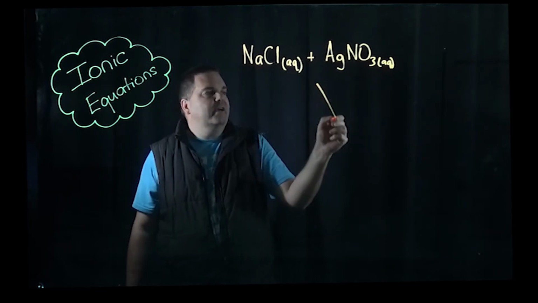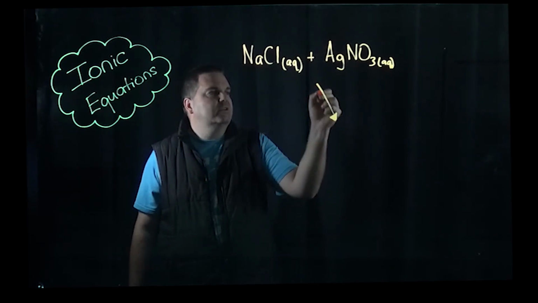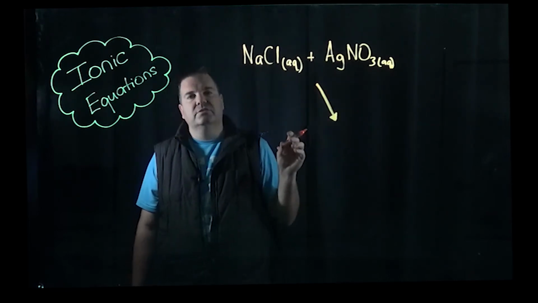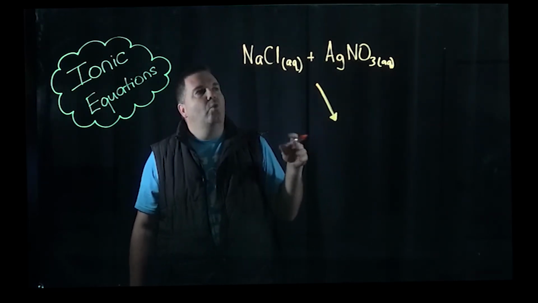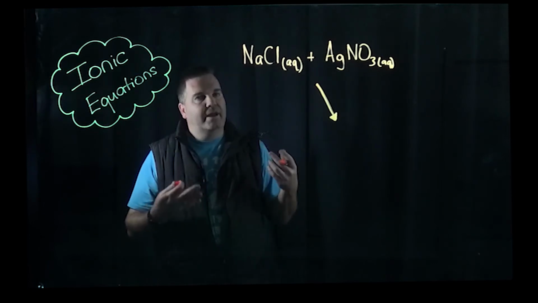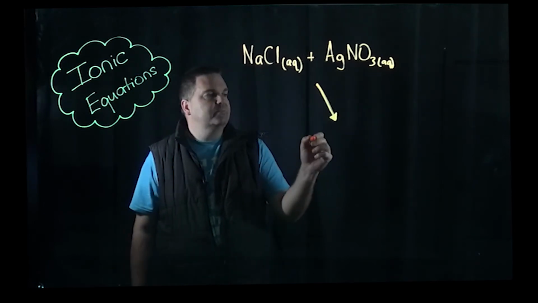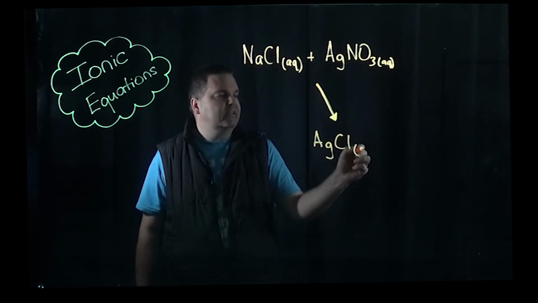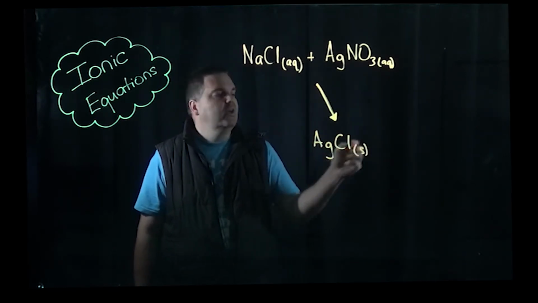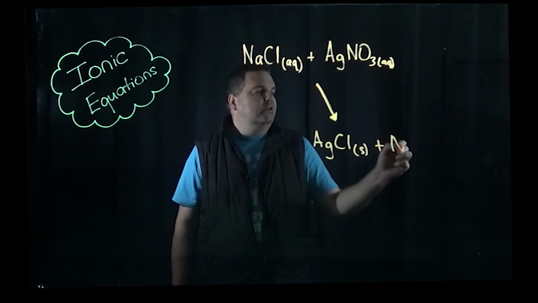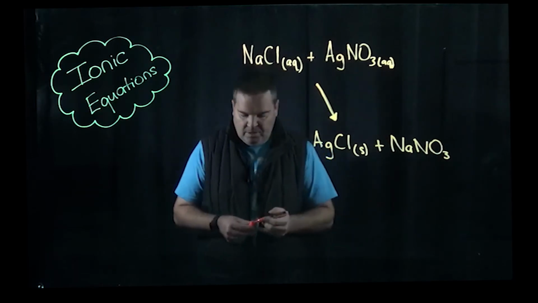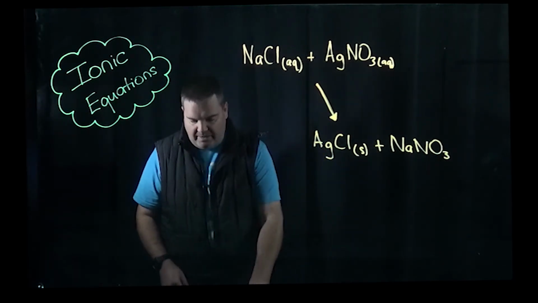Now, when they react, okay, you put them into water. So this is a clear solution, this is a clear solution, okay, clear and colorless, both of them. When we put them in together, we get this white precipitate forming. Now that white precipitate is silver chloride, okay, so that's actually a solid, that's insoluble in water, and we also get sodium nitrate, okay? So nothing really groundbreaking about that equation.